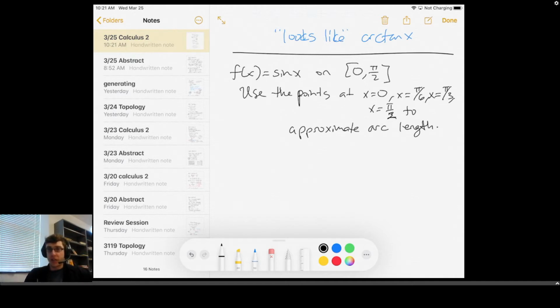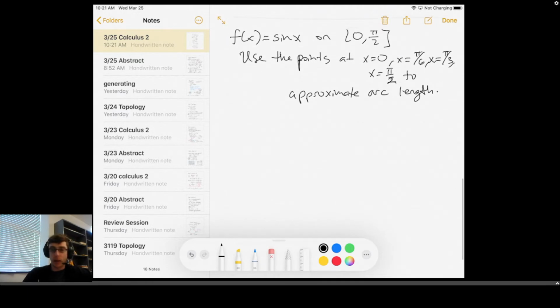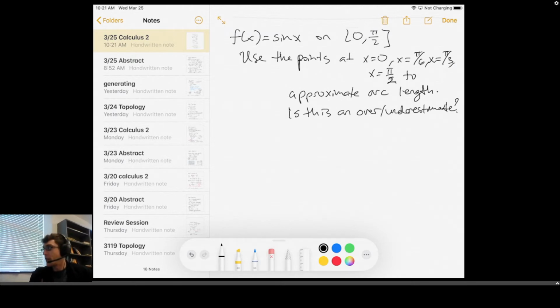So what should our first step be when doing this? I guess you don't technically have to do this, but I think it helps. Also figure out, is this an over or under estimate? If you just saw this problem, what would be the first thing that comes to mind to do? Yeah, drawing a picture seems like a good idea.